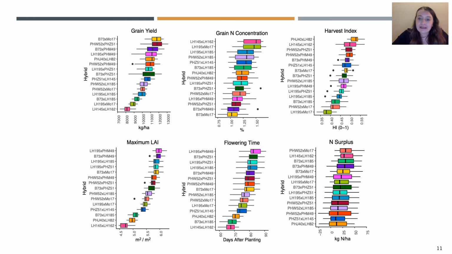These plots are from that same analysis of the 20 historical simulated years, but this time in box plot form, with each box plot representing a different hybrid, and looking at 6 different traits: grain yield, grain nitrogen concentration, harvest index, maximum leaf area index, flowering time, and nitrogen surplus. Nitrogen surplus is an indicator for evaluating environmental performance and is just nitrogen fertilizer applied minus grain nitrogen content. These are different ways of looking at the data that allow us to identify hybrids with high mean performance and low variance, for instance, across environments.